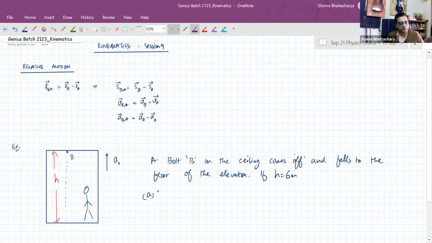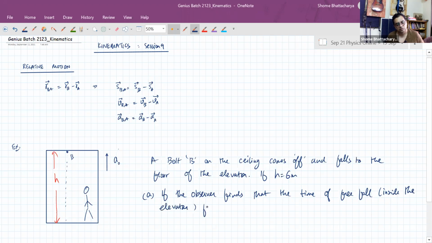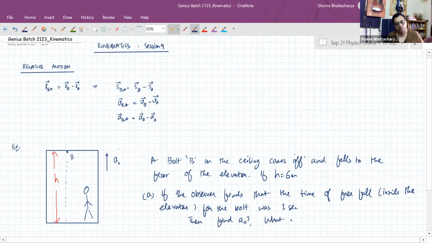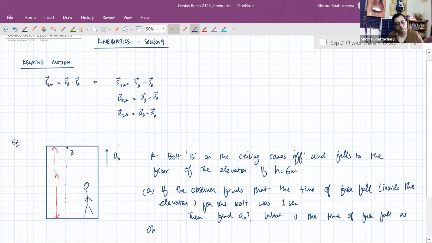So the first part of the question we'll see is that if the observer finds that the time of free fall inside the elevator for the bolt was 1 second, then find a0, and what is the time of free fall as observed from the ground frame.